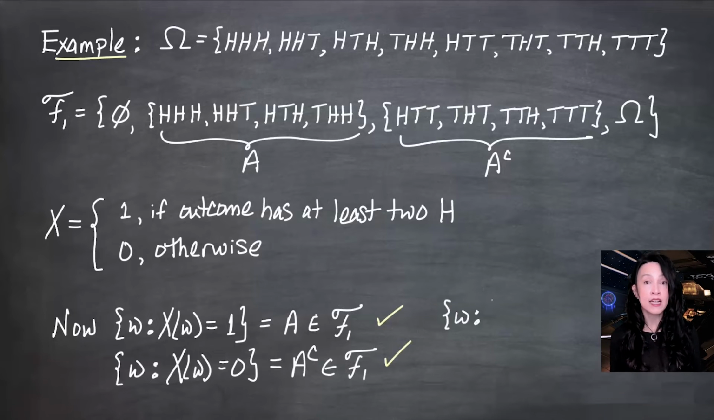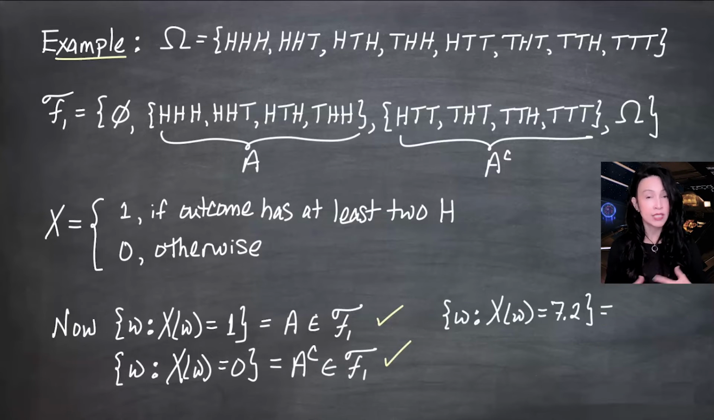And what if we want the set of omega for which x of omega equals 7.2? That's not happening. There are no values in the sample space that will give that value. So the inverse image of the value 7.2 under this function x is the empty set, and that is in F.